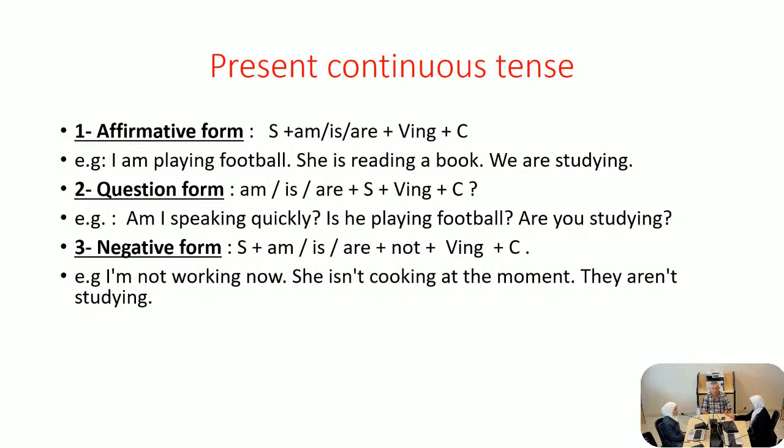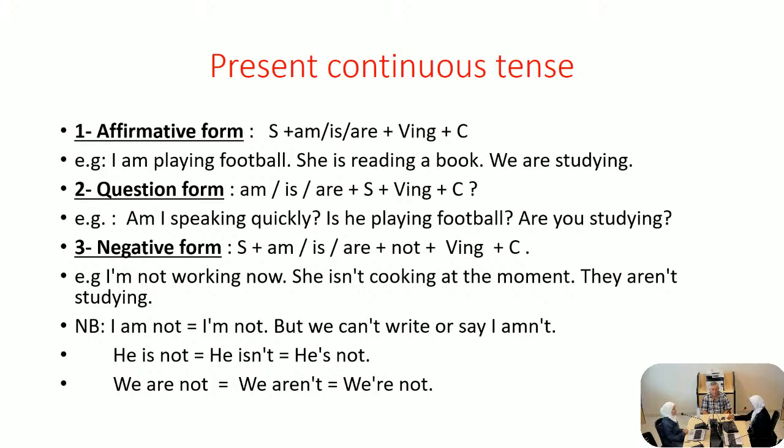In the negative form, subject is, are plus not, verb plus ing plus complement. I'm not working now, or she isn't, or she is not cooking at the moment. They aren't studying, or they are not studying. So we have to pay attention to I'm not. Here we have a contraction with I am. It's only I'm not. We can't write or say amn't. Of course, it's wrong. He is not, or he isn't. We are not, or we aren't, or we're not.